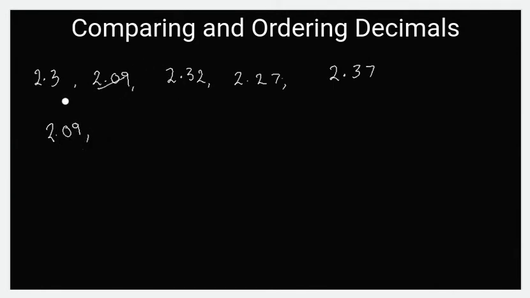What's the next? 3, 3, 2, 3. This is the next decimal with the least digit in the tenths place. So this number is followed by 2.27. Okay, we take this out.